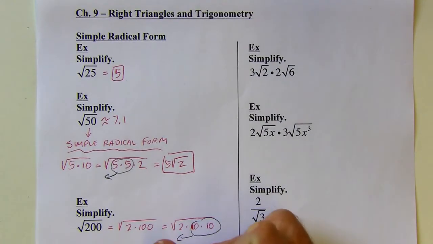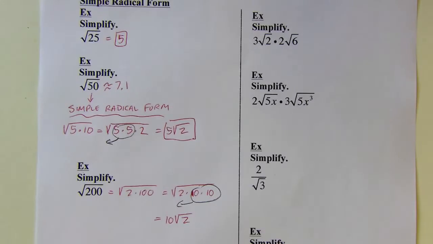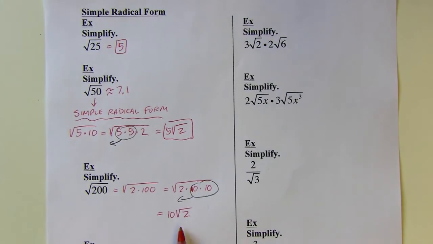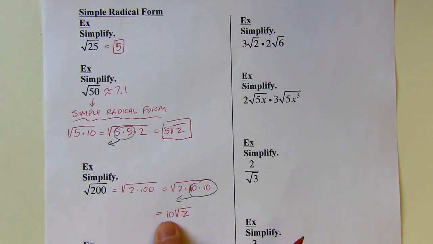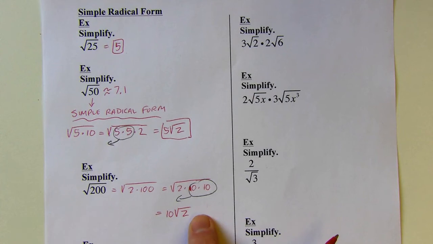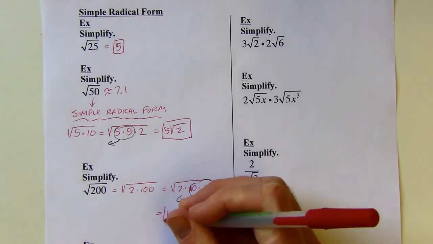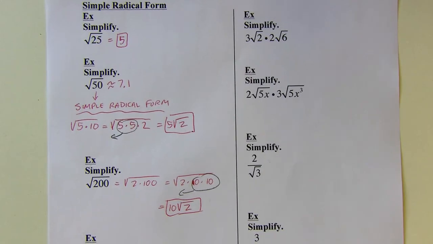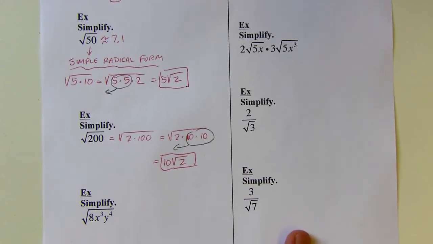So one of those 10s is going to get out, one won't, and then the 2 is trapped in there forever. Oops, I'm off screen. And then I can't do anything else with the 2. Sometimes you'll end up with some multiplication to do on the outside if you got different parties that are breaking out, or if you have different things that are left on the inside, you might need to multiply them together, but here there's nothing else to do. 10 root 2 is simple radical form of the square root of 200. Okay, now let's extend this.